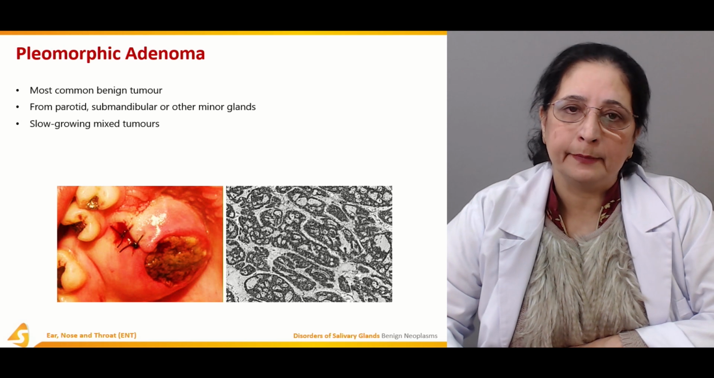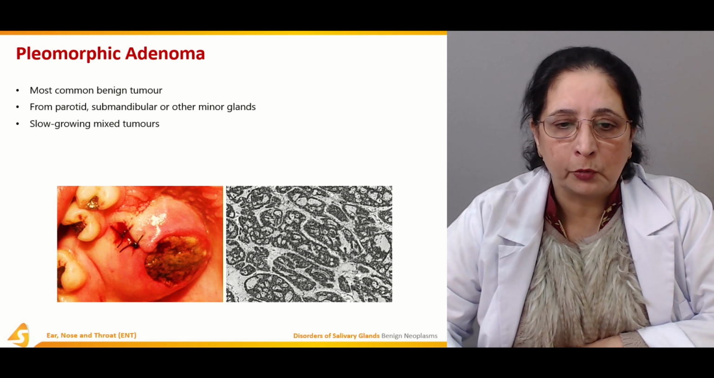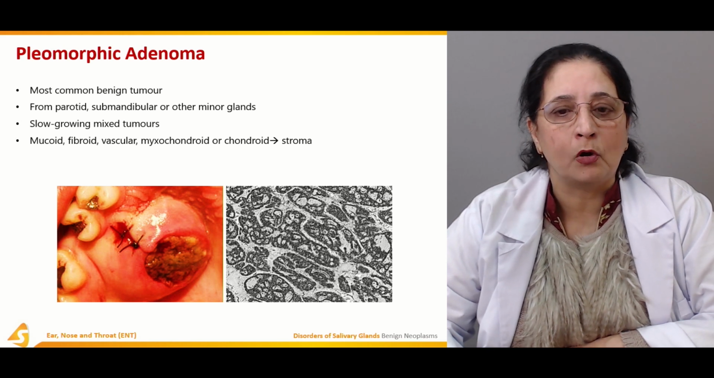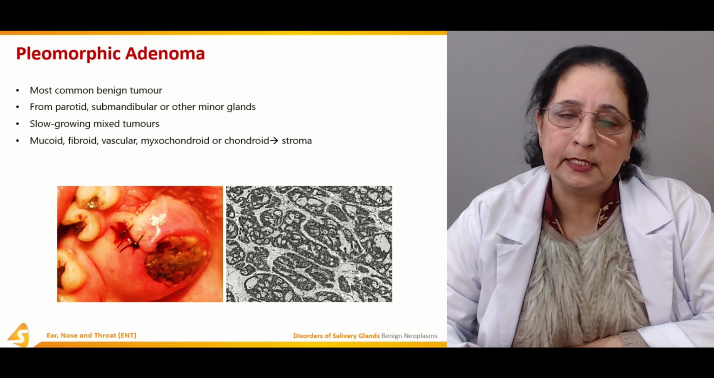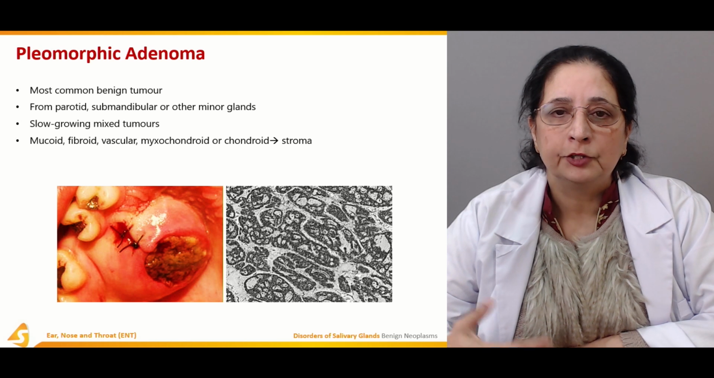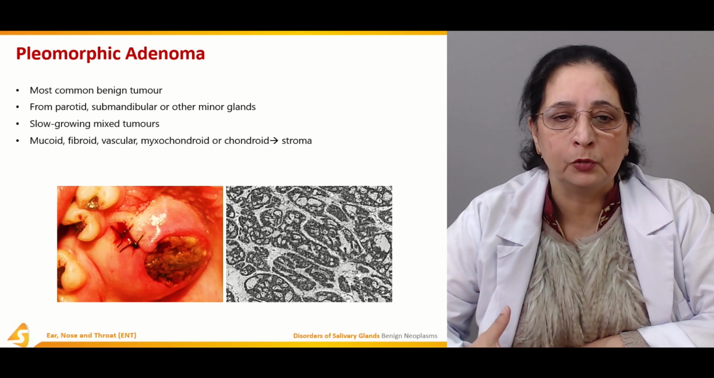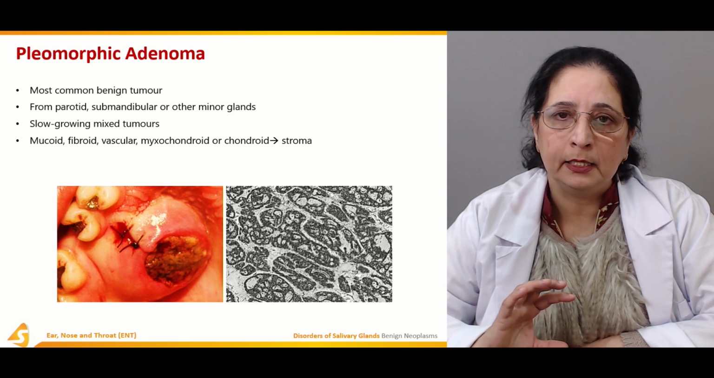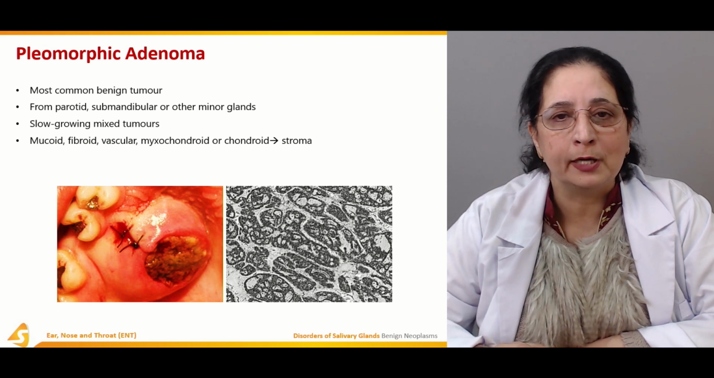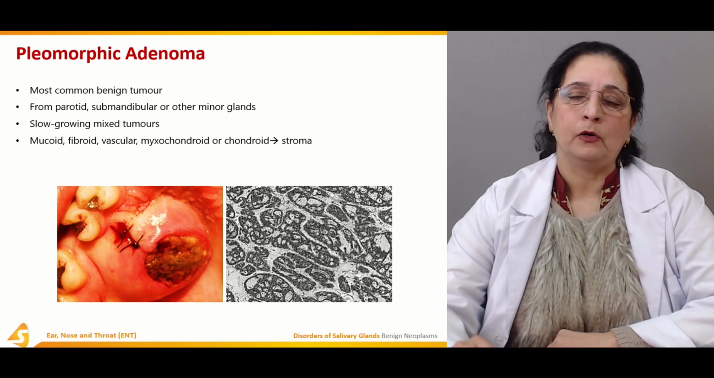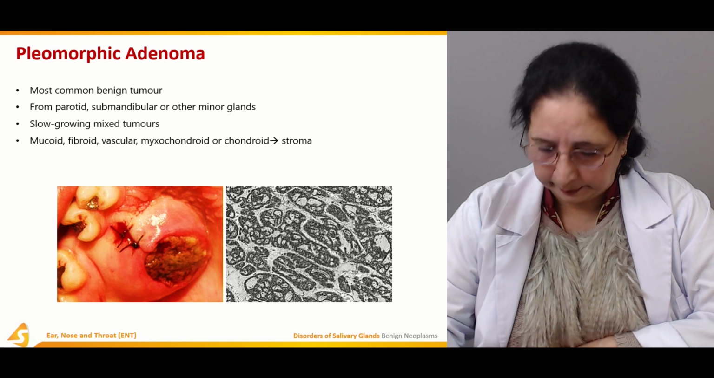Slow growing, it's a mixed tumor and it's a slow growing tumor. Mucoid, fibroid, vascular, myxochondroid, or chondroid. So the stroma can be all these different types of structures or tissues involved. It's a mixed type, slow growing, and in the stroma we have mucoid, fibroid, vascular, myxochondroid, or chondroid tissues present.